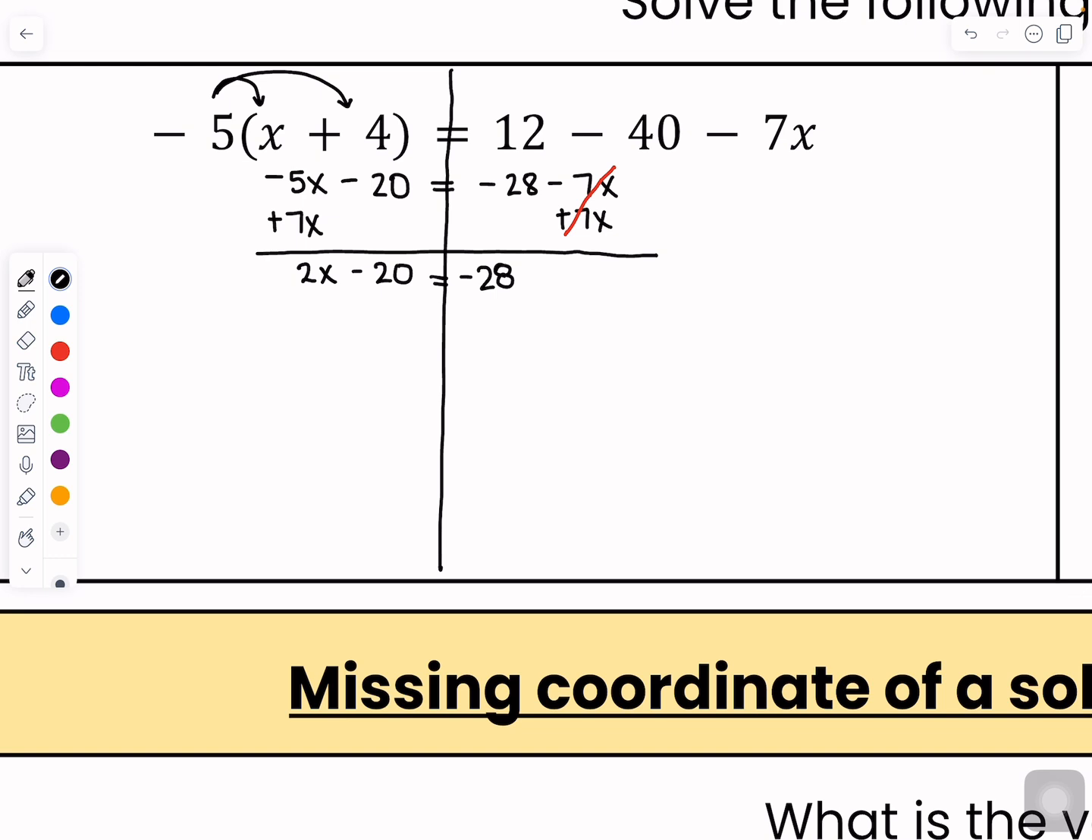Now let's take a moment and move our constants together. We can do this by adding 20 to both sides. Remember that negative 20 and positive 20 cancel each other out by creating a zero pair. We're left with 2x is equal to negative 8. Now we must divide both sides by 2, and we're left with x is equal to negative 4.